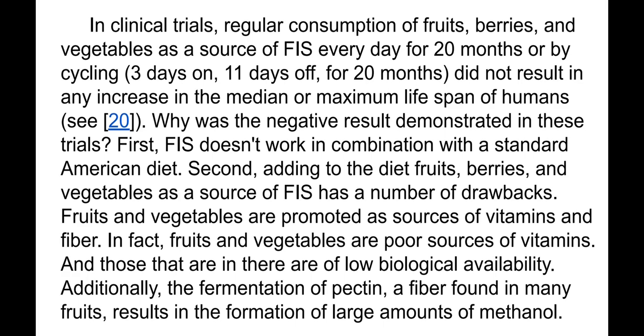Okay, second, adding to the diet fruits, berries, and vegetables as a source of fisetin has a number of drawbacks. Fruits and vegetables are promoted as sources of vitamins and fiber by any doctor, okay? Everywhere: eat fruits, eat vegetables. In fact, fruits and vegetables are poor sources of vitamins, and those in these plants are of low biological availability. Forget about fruits.